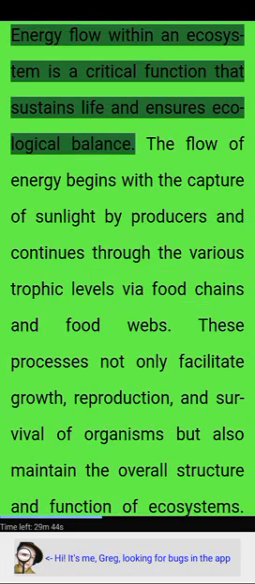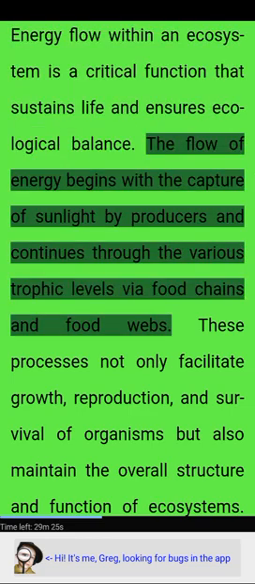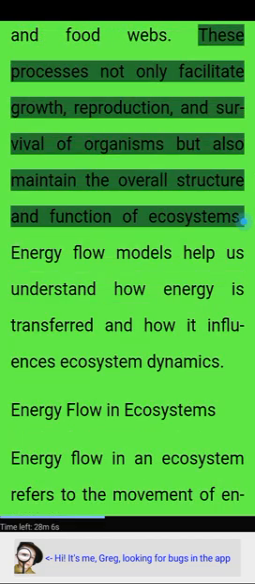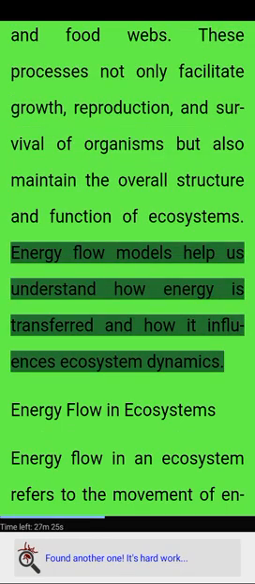Energy flow within an ecosystem is a critical function that sustains life and ensures ecological balance. The flow of energy begins with the capture of sunlight by producers and continues through the various trophic levels via food chains and food webs. These processes not only facilitate growth, reproduction, and survival of organisms but also maintain the overall structure and function of ecosystems. Energy flow models help us understand how energy is transferred and how it influences ecosystem dynamics.